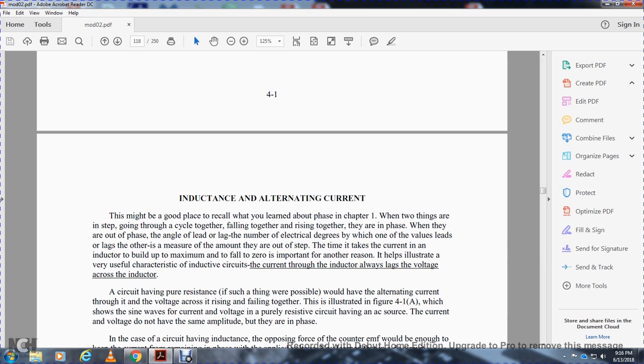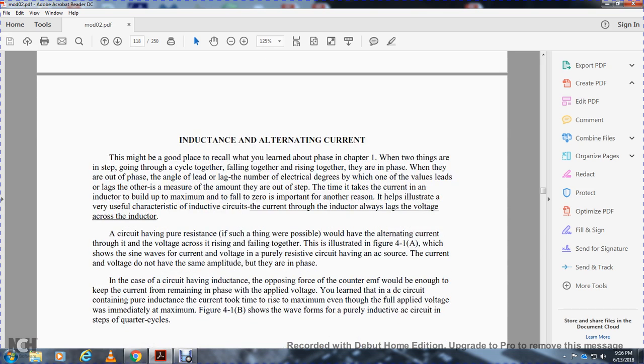The time it takes the current in an inductor to build up to maximum and fall to zero is important for another reason. To illustrate a very useful characteristic of inductive circuits, the current through the inductor always lags the voltage across the inductor. A circuit having pure resistance, if such a thing were possible, would have the alternating current through it and the voltage across it rising and falling together.